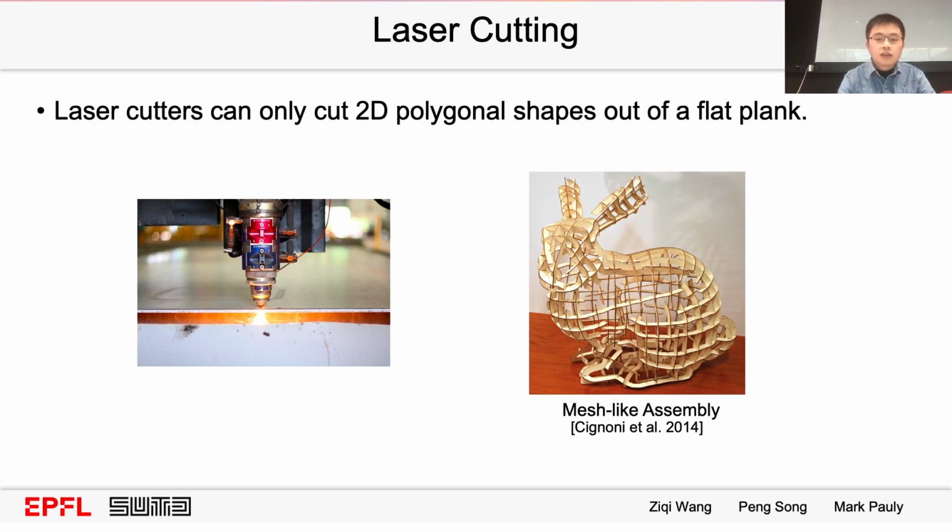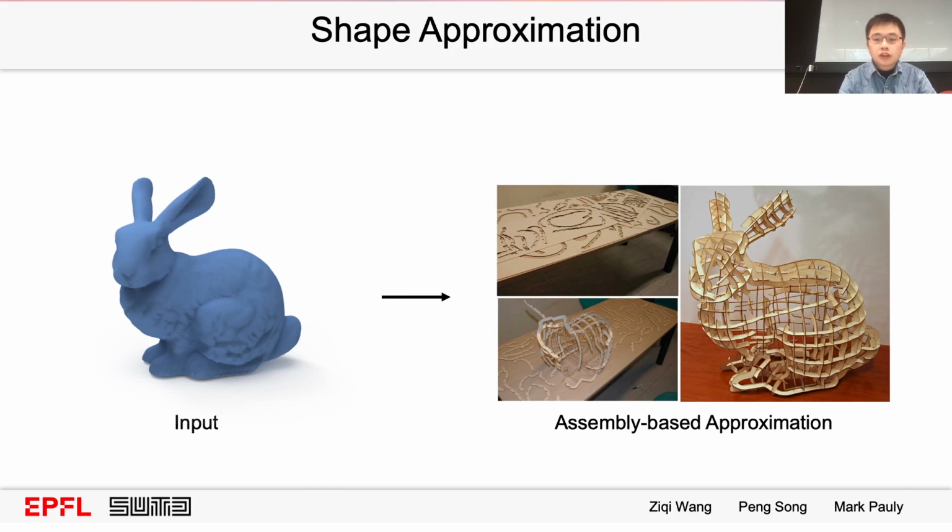Despite this limitation, laser cutting has many advantages, such as high precision, high speed, and supporting a wide range of materials, making it widely used in industrial production and research prototyping. To fabricate a 3D shape, assembly-based laser cutting aims to abstract or approximate the 3D shape with a set of 2D planar parts made by laser cutting.